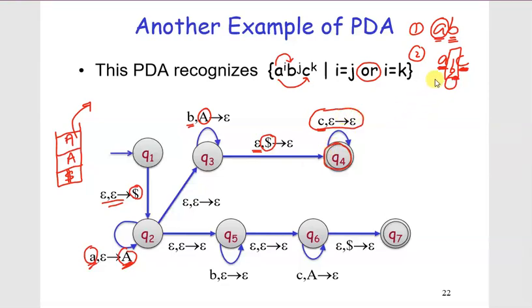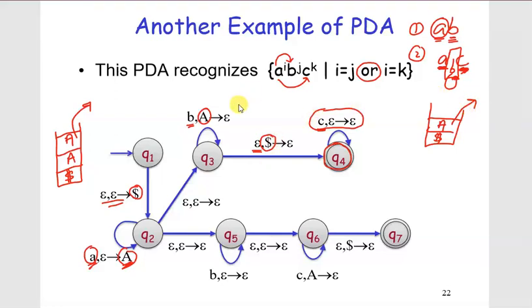Once we read alphabet A, we push symbol capital A into the stack. Next we read B. We do not do any push or pop in the stack. And then next we read alphabet C. Once we read alphabet C, we will pop capital A from the stack.